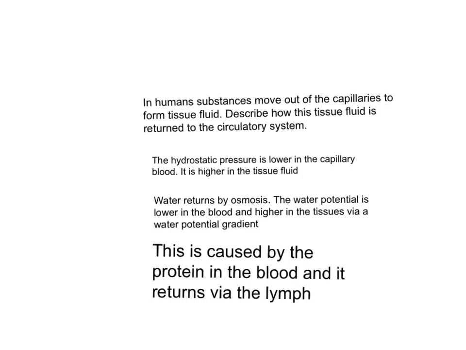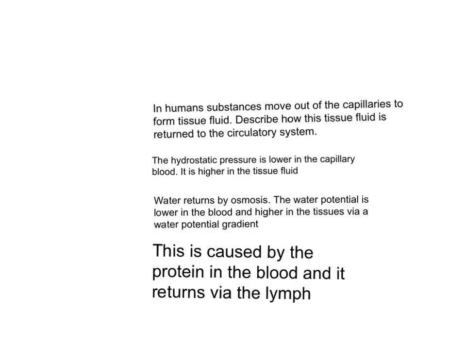So let's return to the question. In humans, substances move out of the capillaries to form tissue fluid. Describe how the tissue fluid is returned to the circulatory system. Well, the hydrostatic pressure is lower in the capillary blood and it's higher in the tissue fluid. Water returns by osmosis. The water potential is lower in the blood and higher in the tissues via a water potential gradient. This is caused by the protein in the blood and it returns via the lymph. This will give you the 3 marks.